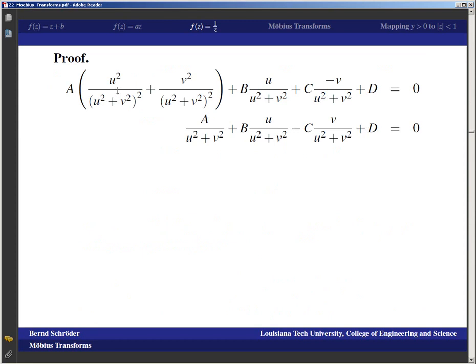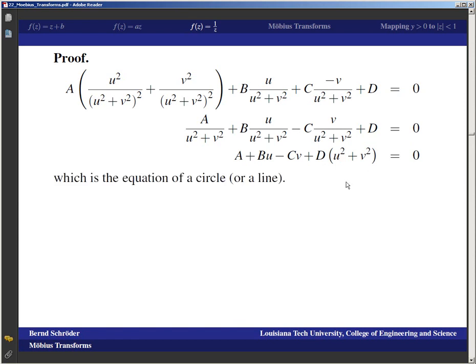And well, this is now, if we add this up, of course, u squared plus v squared, one of those cancels, so we end up with a over u squared plus v squared plus bu over u squared plus v squared plus cv over u squared plus v squared plus d equals 0. And that means that a plus bu minus cv plus d times u squared plus v squared is equal to 0. And that's the equation of a circle or a line, right? It's just that the coefficients have been moved around a little bit.